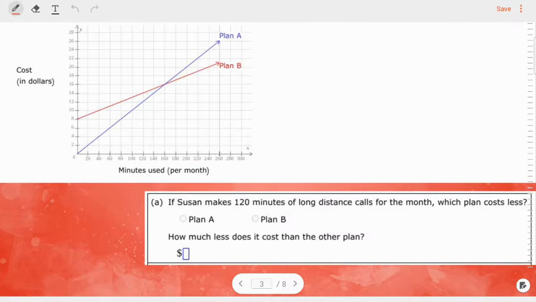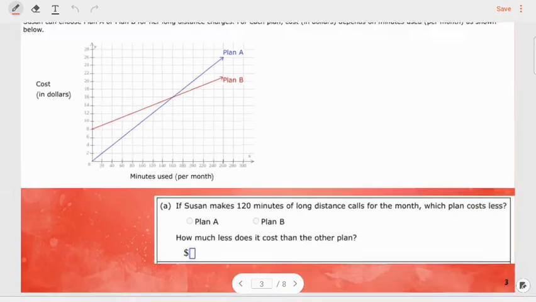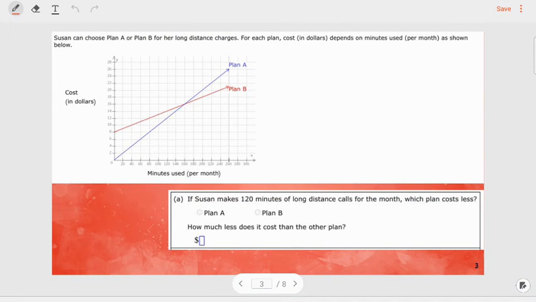All right, question number 2 is going to have me investigating a graph. On this graph, I notice that I have 2 plans. It says Susan can choose plan A or plan B for her long distance charges. Each plan in dollars depends on how many minutes per month as shown below. At the beginning plan A charges 0, plan B charges 8. The first question says, if Susan makes 120 minutes of long-distance phone calls for the month, which plan costs less? So let's investigate.